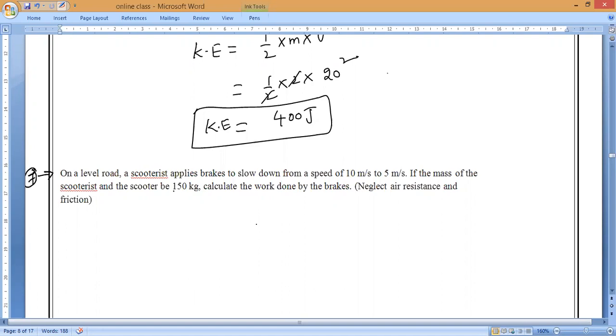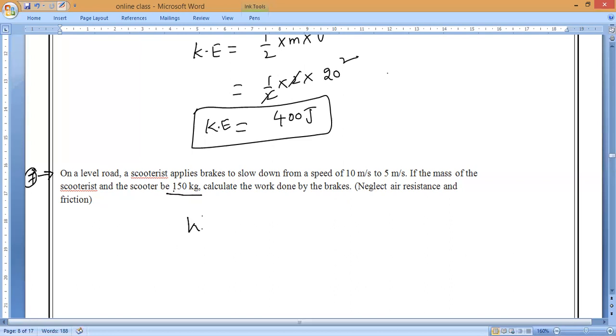Now if the mass of the scooterist and the scooter is 150 kg, calculate the work done by the brakes they are asking. Neglect the air resistance as well as friction. So now, first of all, let us write the given data. They are asking for the work done.